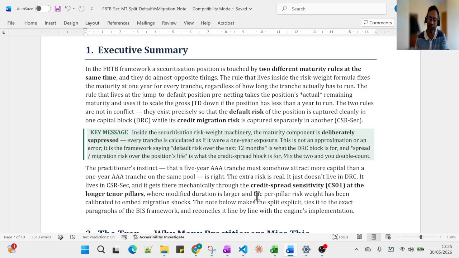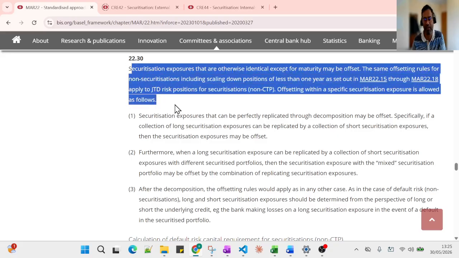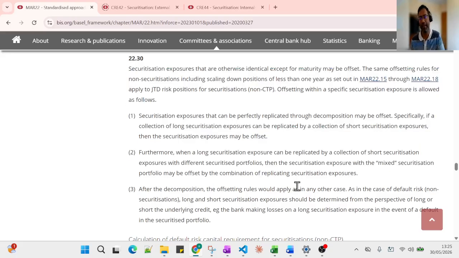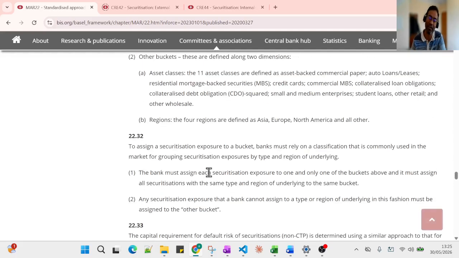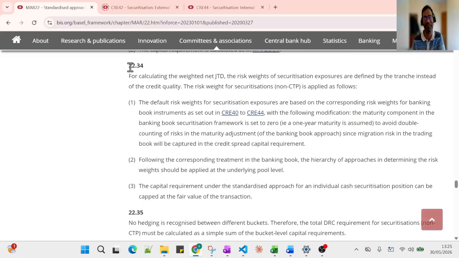And so what is the other maturity that I'm talking about in the DRC framework? I wanted to show you one thing. Whatever I was telling you about that scaling is discussed here. It is for securitization jump to default, non-correlation trading portfolio. This is what I was telling you about. Now let's go into the next part, where the remaining maturity is important.